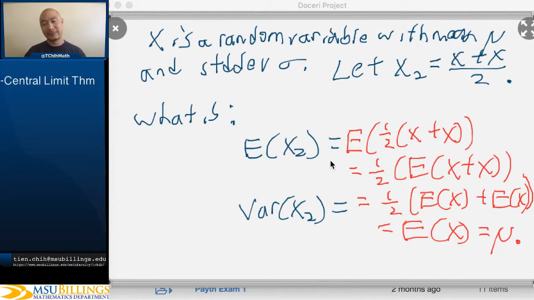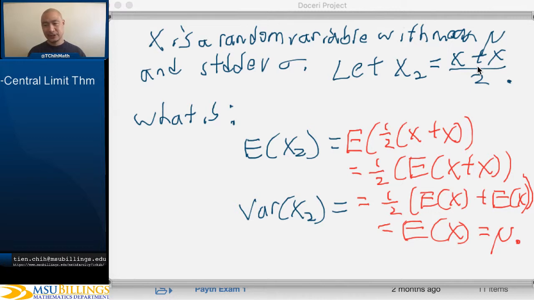So what that's telling us is that the average value of averaging 2 x's is the same as the average value of x. And to some extent, that's obvious. If I roll 1 die, the average outcome is 3.5. If I roll 2 die and take the average, we wouldn't expect that to change. Why would it go up or down? It should still be 3.5.